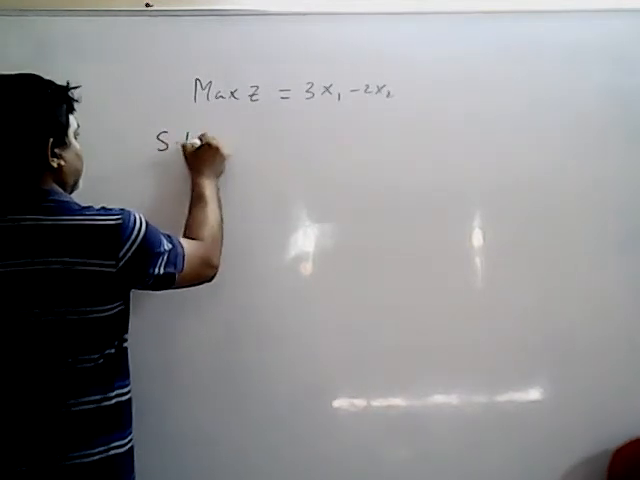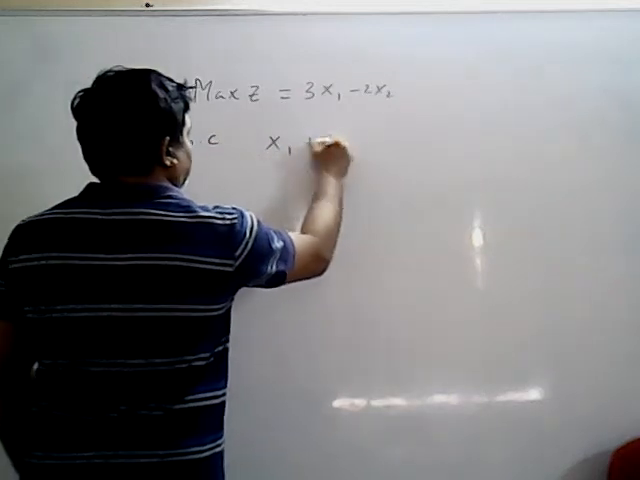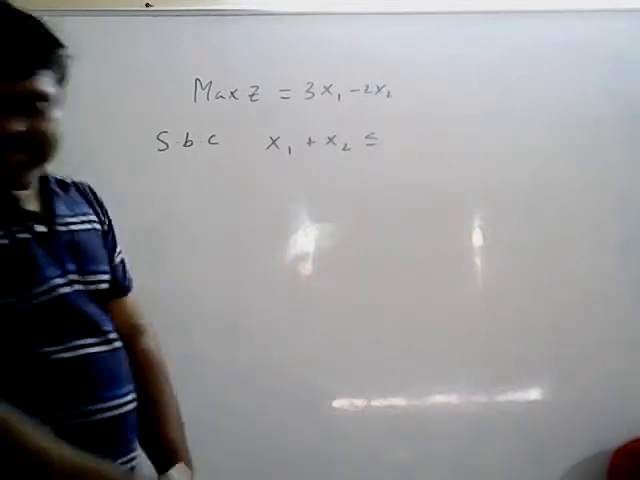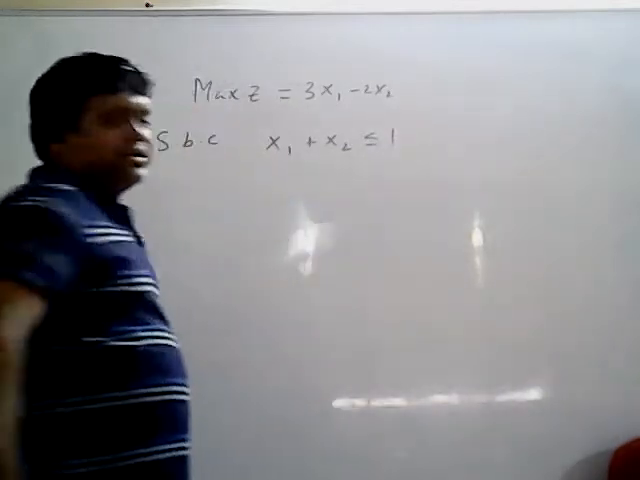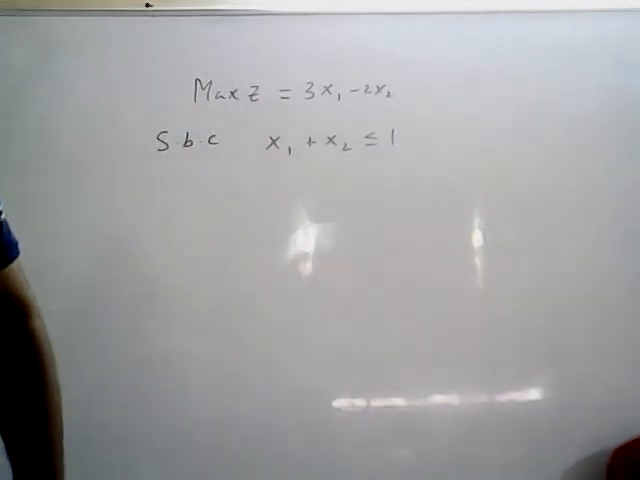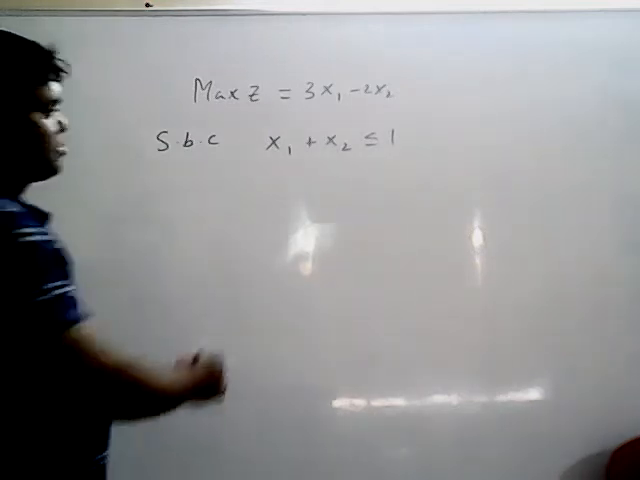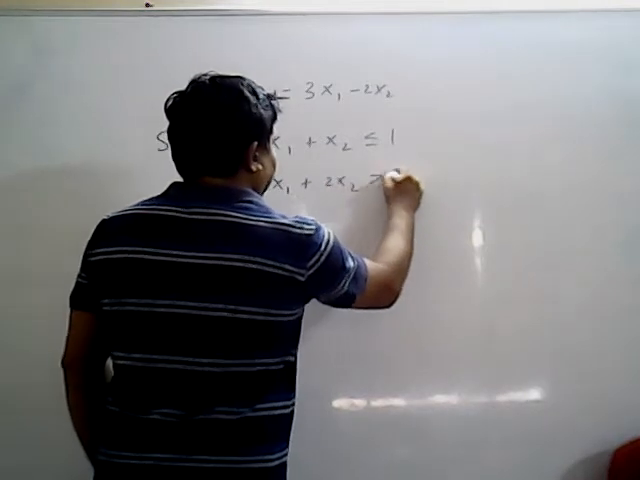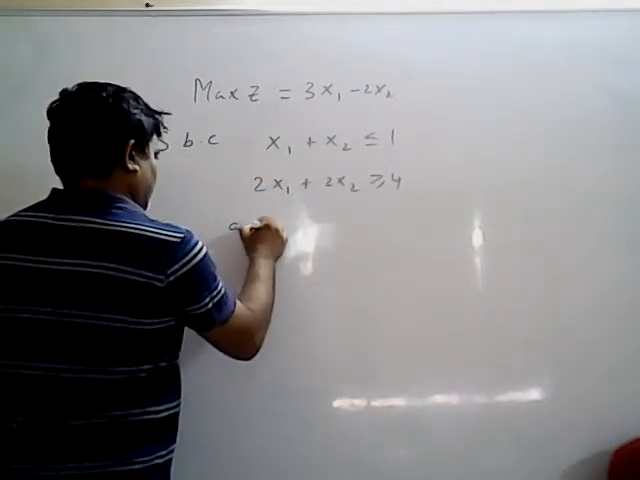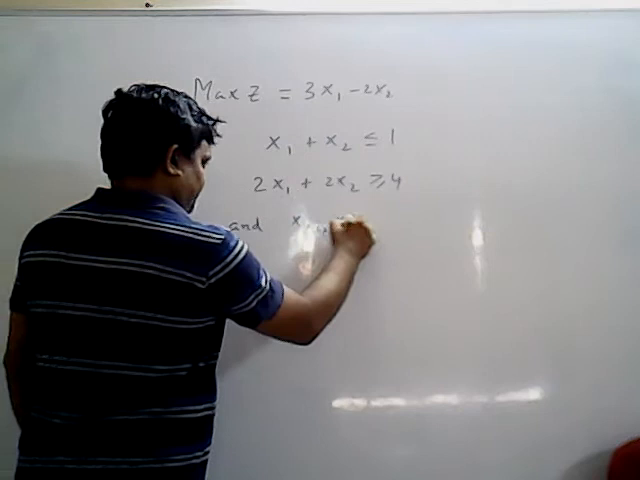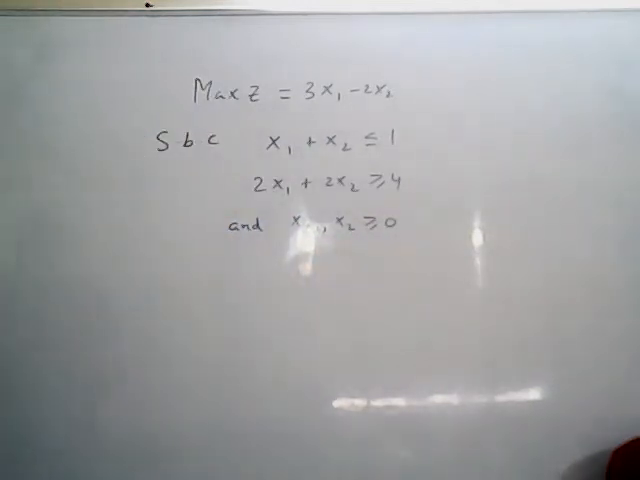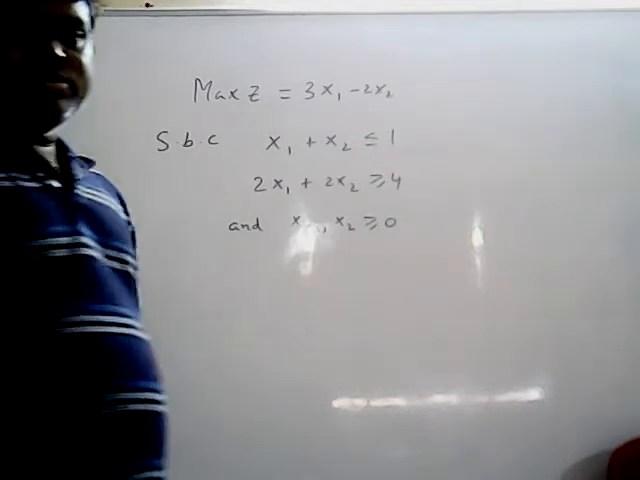Subject to the constraints: x1 plus x2 less than or equal to 1. Second constraint, 2x1 plus 2x2 greater than or equal to 4. And x1, x2 greater than or equal to 0.